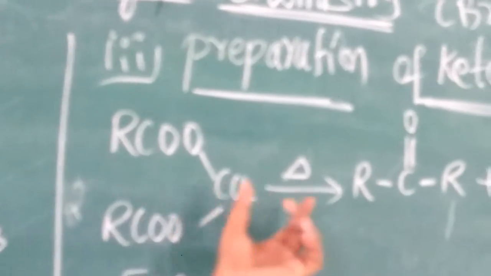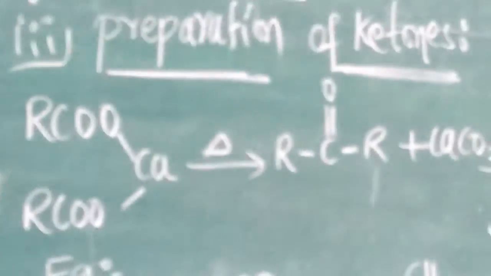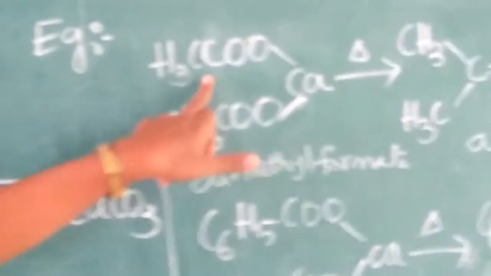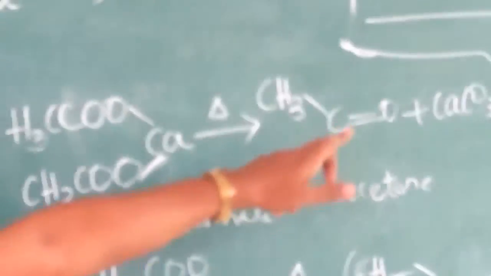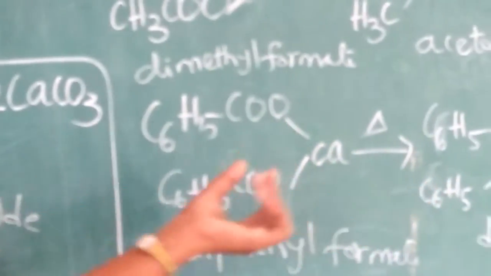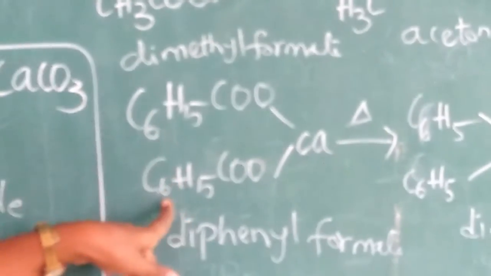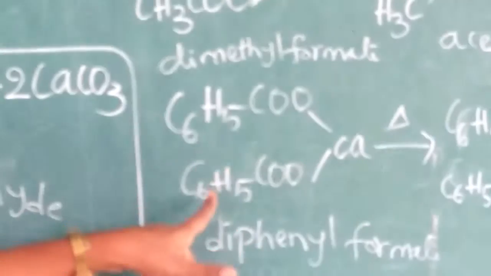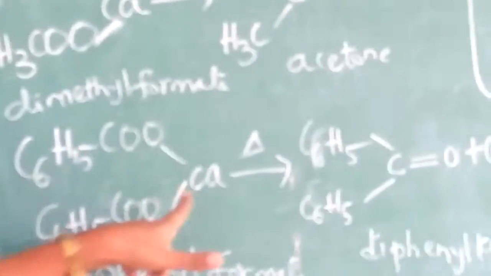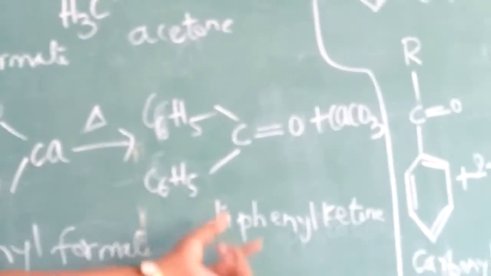Now what happens upon heating? It gives ketones and calcium carbonate. See here, I am taking 2 methyl groups. This is calcium acetate. Upon heating, it produces acetone and calcium carbonate. And how to prepare diphenyl ketone? Here the 2 methyl groups are replaced by 2 phenyl groups. Upon heating, elimination of calcium carbonate takes place and we get diphenyl ketone.